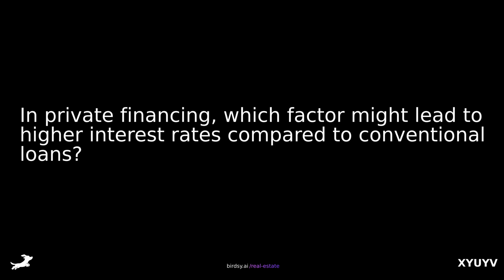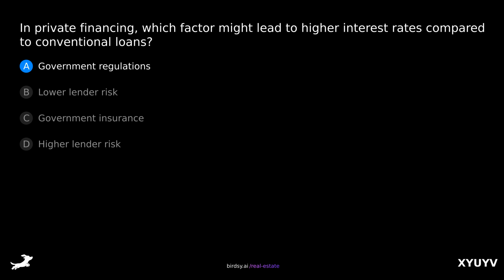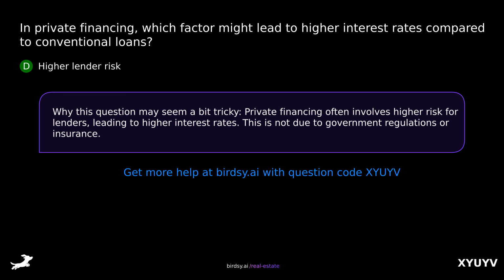In private financing, which factor might lead to higher interest rates compared to conventional loans? Is it A, government regulations, B, lower lender risk, C, government insurance, or D, higher lender risk? The answer is D, higher lender risk. Why this question may seem a bit tricky. Private financing often involves higher risk for lenders, leading to higher interest rates. This is not due to government regulations or insurance.